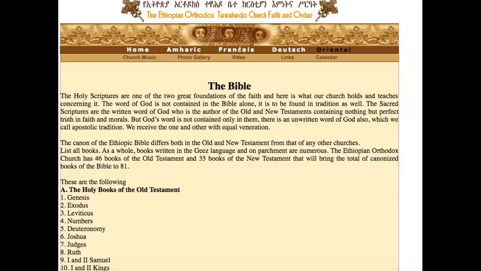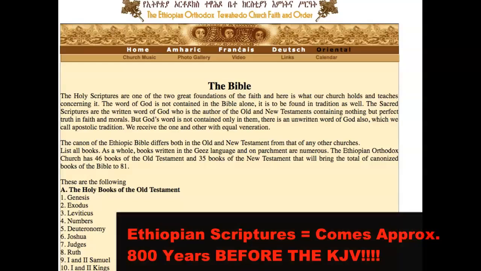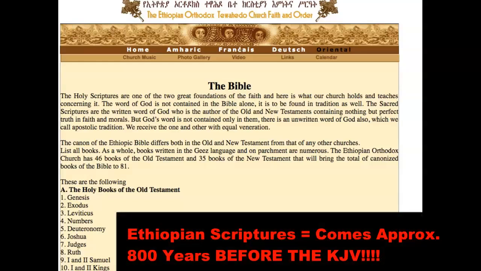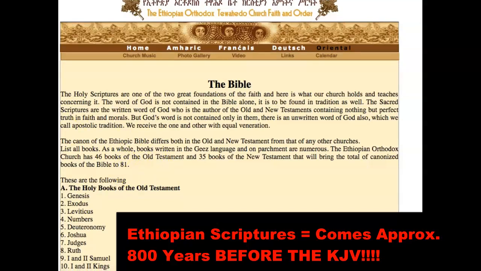I'm here to tell you that that is witchcraft, because yes, it was included with original canons. It was found with the Dead Sea Scrolls, and what you're looking at right now is the Ethiopian Orthodox Tewahedo Church and their books and canons. And by the way, the Ethiopian scriptures are 800 years older than the King James Version, and you'll see that they had 81 books in their canon.